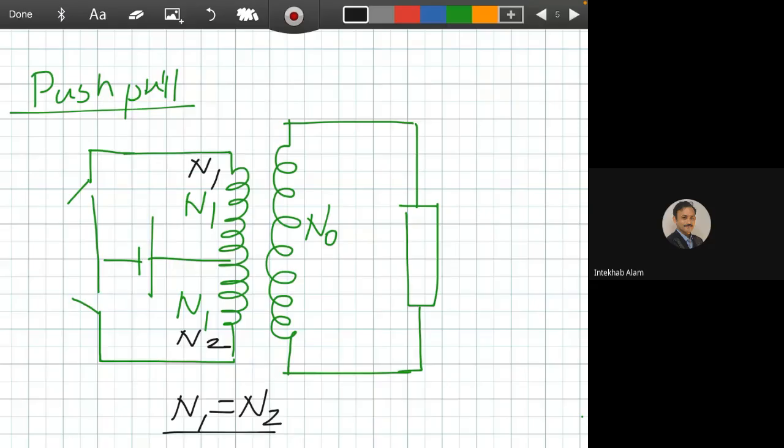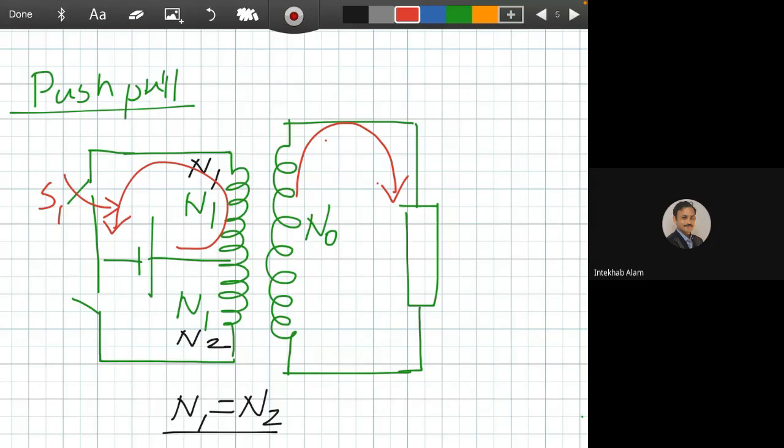So how will it work? It will work in this fashion. When you close this switch S1, current will flow in this direction. So if the current flows in this direction, we may find the current in this direction. The output will be in this form.